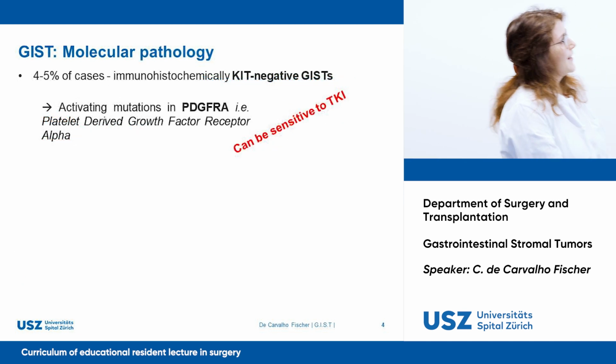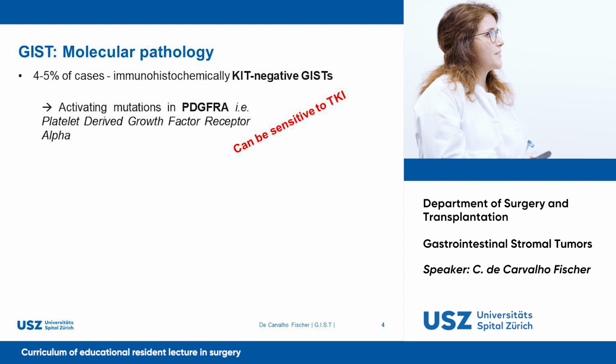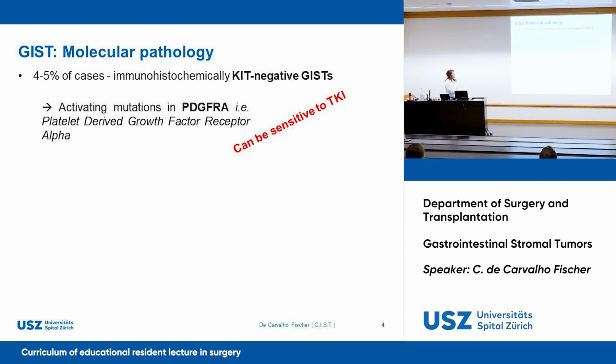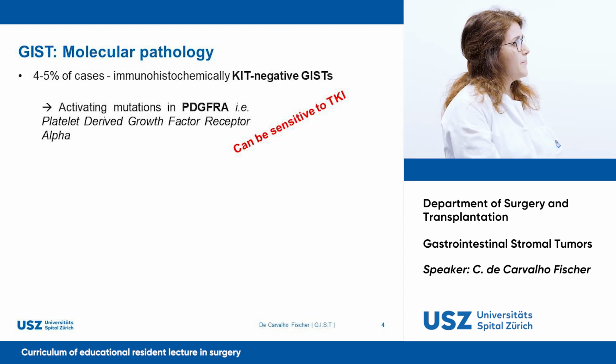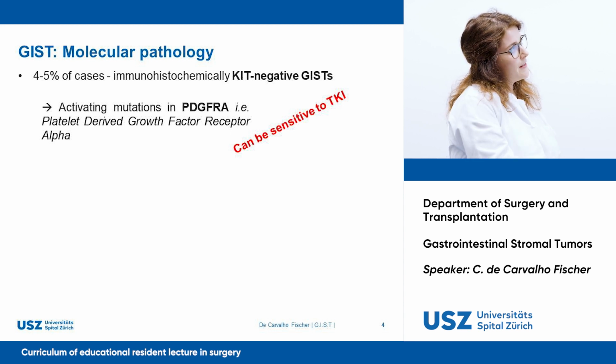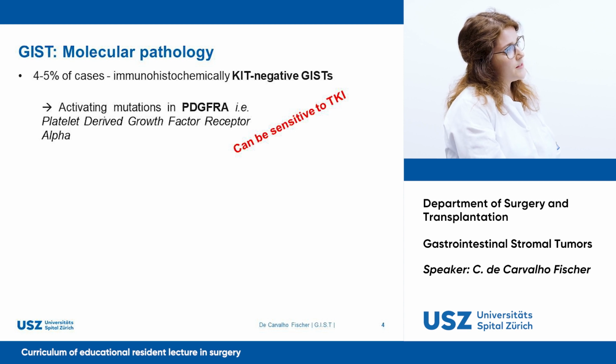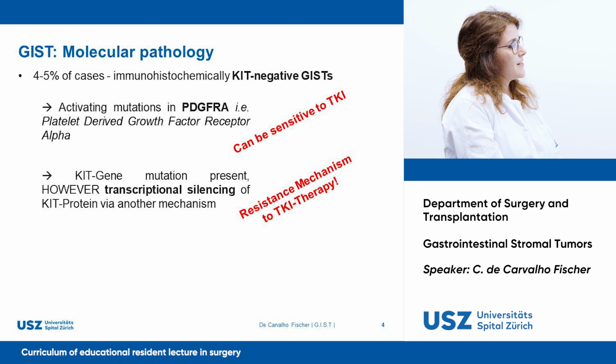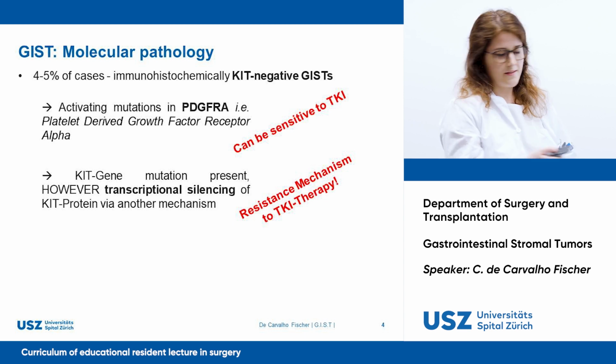A little more molecular pathology. So as I said, 80% of cases will have a mutation in the KIT receptor. However, in 4 to 5%, the GISTs are immunohistochemically negative for KIT receptor. How does this happen? Some may have mutations in other genes, such as the platelet-derived growth factor receptor alpha. Interestingly enough, these GISTs are often also sensitive to tyrosine kinase inhibitors. And sometimes there is transcriptional silencing of the KIT receptor protein via another mechanism.